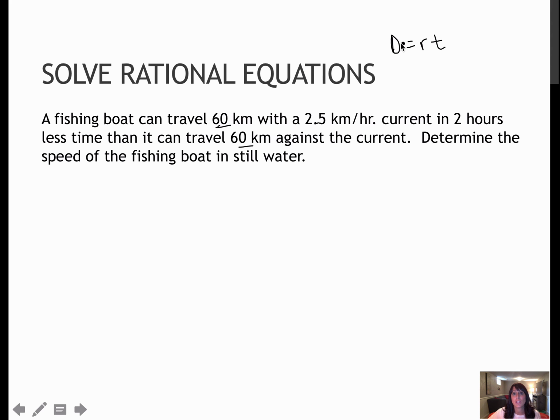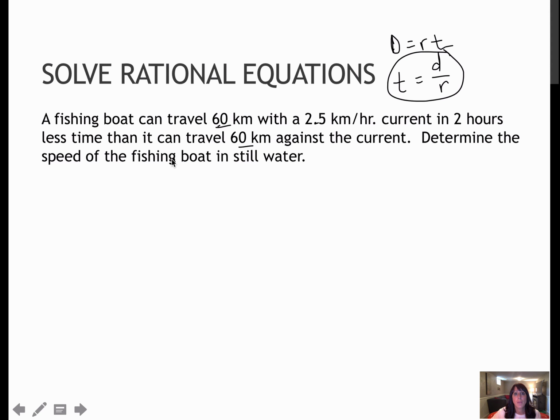But since I do know that distance equals rate times time, I'm going to say that t is equal to d divided by r, which of course I did just by dividing each side by r. So this is what I'm going to use. And I know that the fishing boat traveling with the current takes 2 hours less time than against the current. So I'm going to use that with my time.